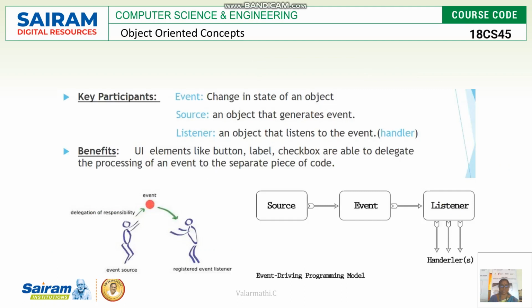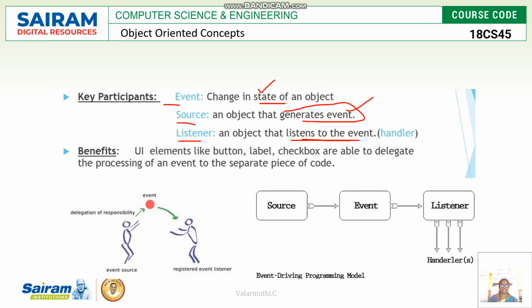Another diagram shows another way of explaining the relationship. As we know, an event is an object that shows the state of an object, and a source is an object that generates the events, and a listener is an object that listens to the event. So we can say that an event is a state, a source is an object that generates events, and a listener is the object which listens to the event.